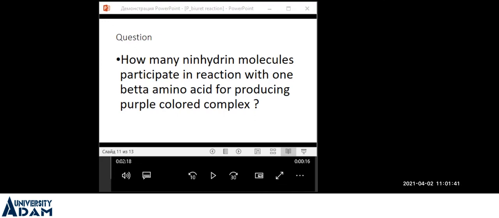Okay, not correct, because when we're talking about a beta amino acid, it will not react with this, and the purple-colored product will not be produced. Okay, no, it's not correct. The purple-colored product will not be produced.